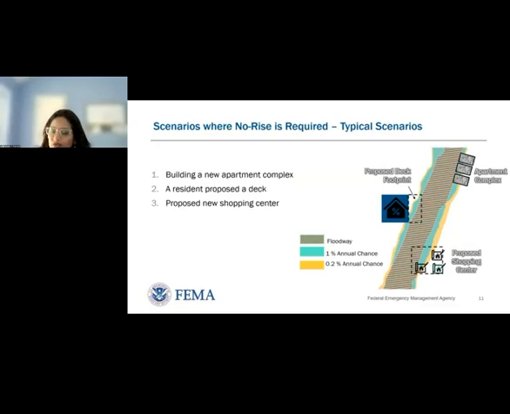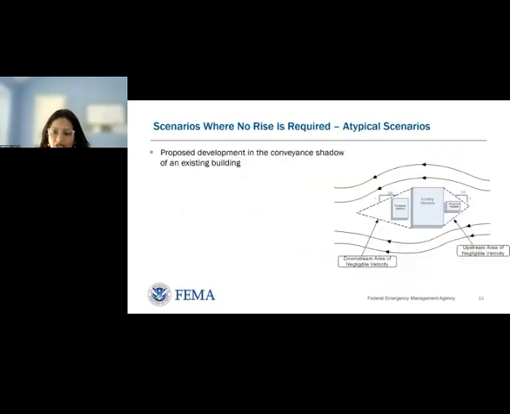Please note that what is common in all these scenarios is that the proposed development is within the designated floodway or very close to it. So those are the typical scenarios, but there are going to be a lot of atypical scenarios, which means you don't get to see them as often, but they are there and there is a chance that you may need to review them. The first one would be a proposed development in the conveyance shadow of an existing building.